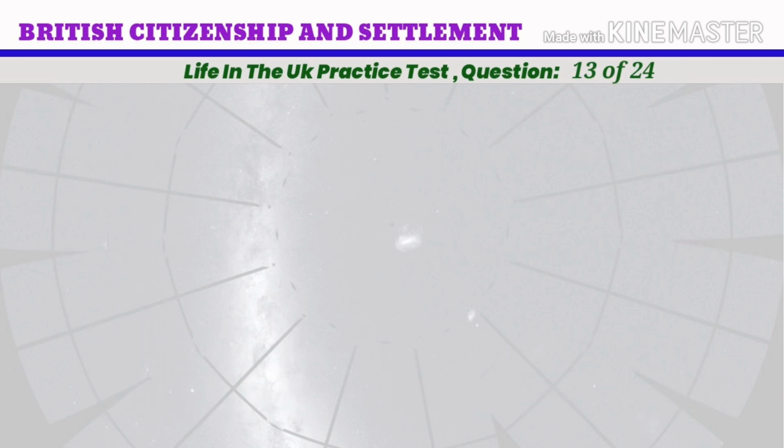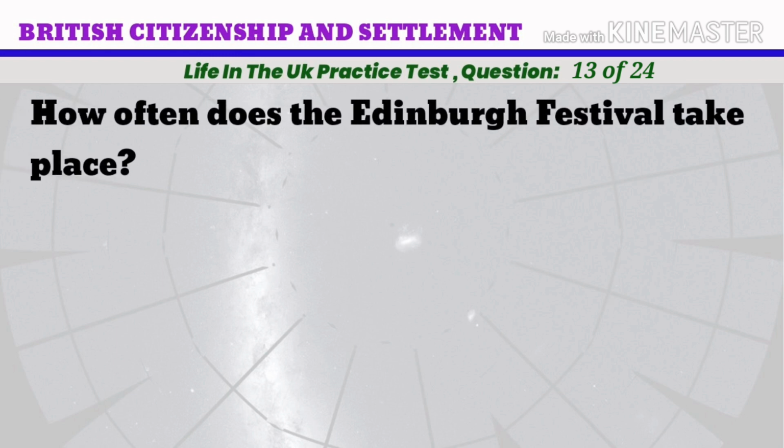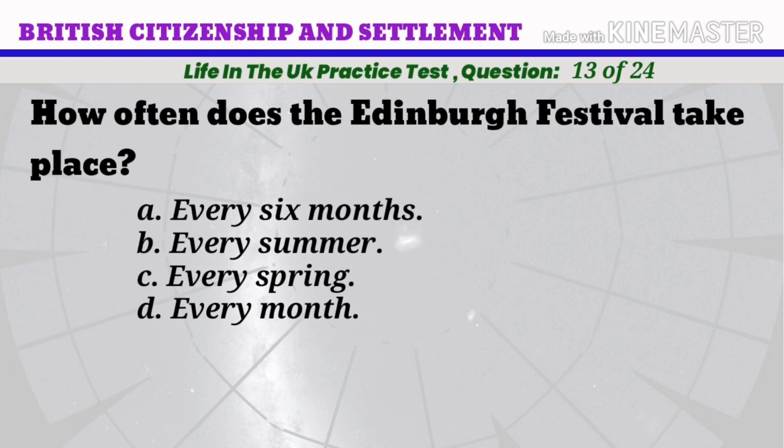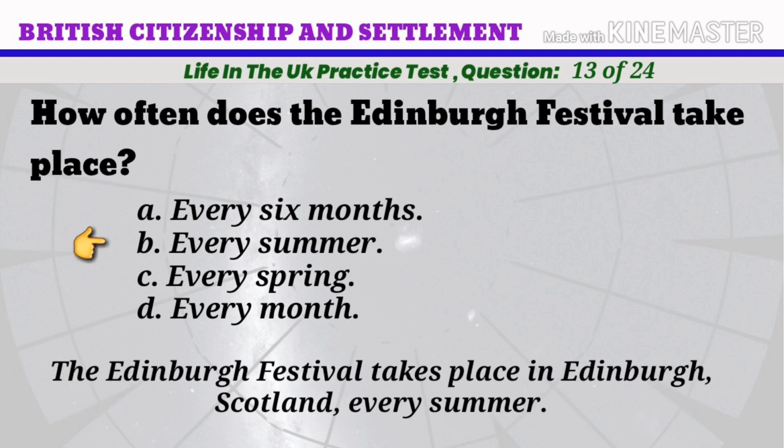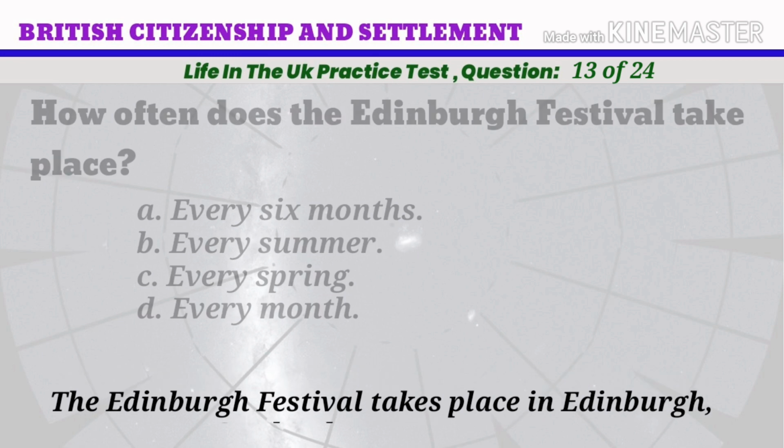Life in the UK practice test question 13 of 24. How often does the Edinburgh Festival take place? A. Every 6 months. B. Every summer. C. Every spring. D. Every month. The correct answer is B. Every summer. The Edinburgh Festival takes place in Edinburgh, Scotland, every summer.